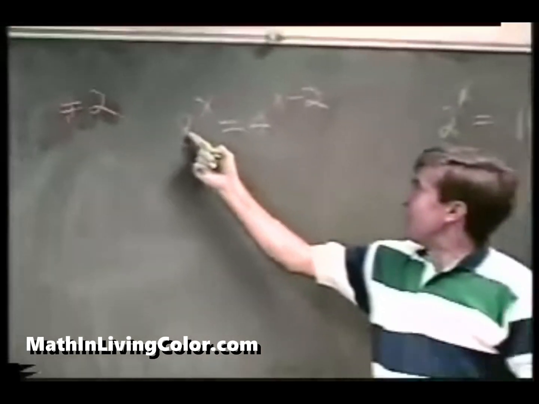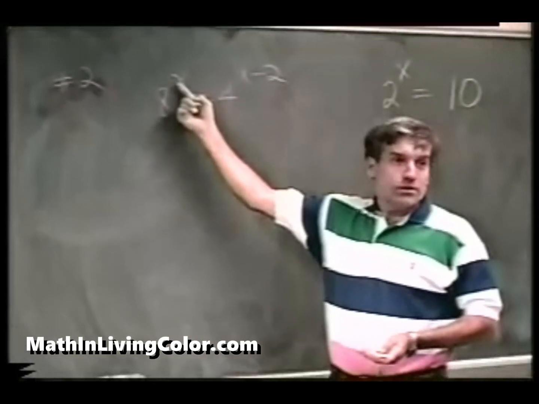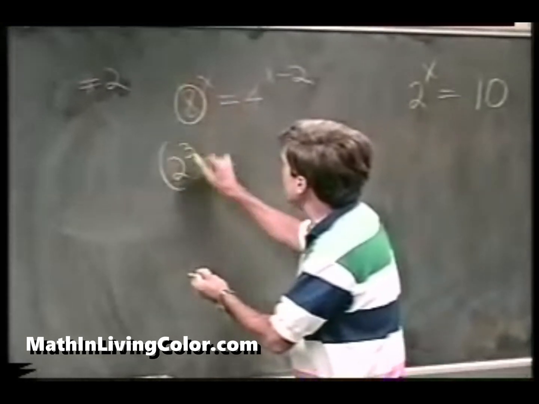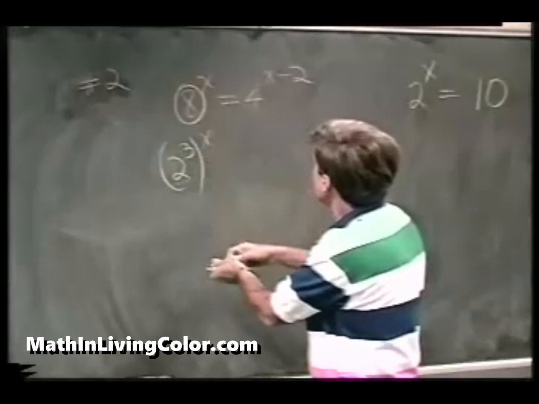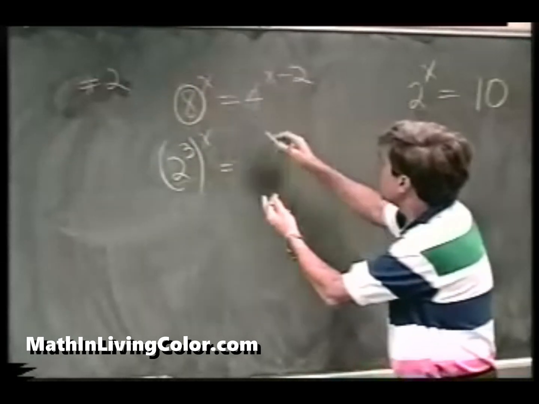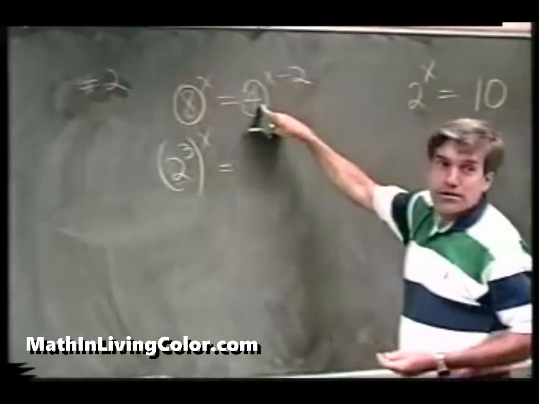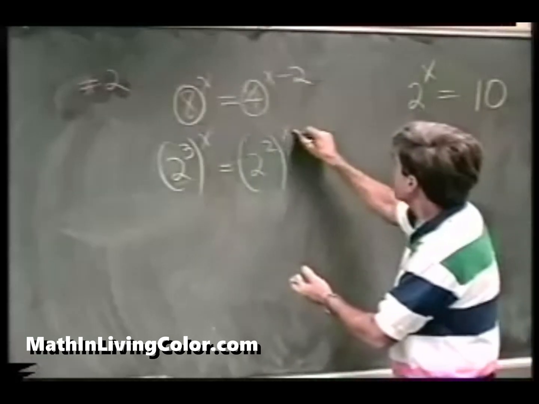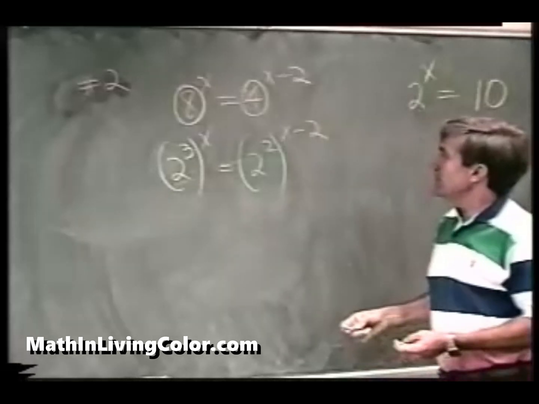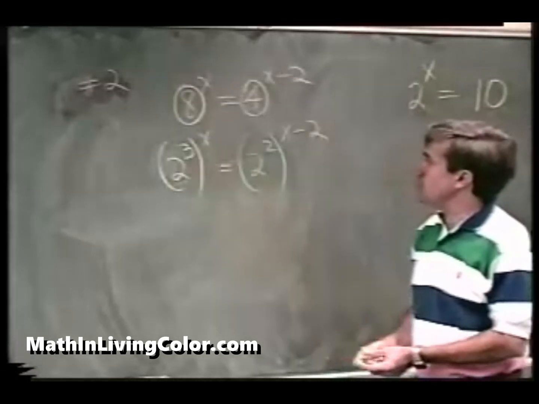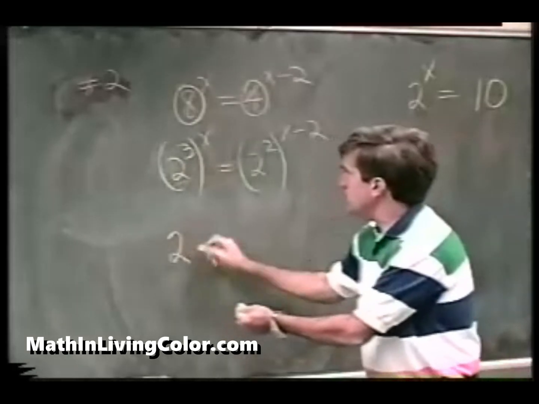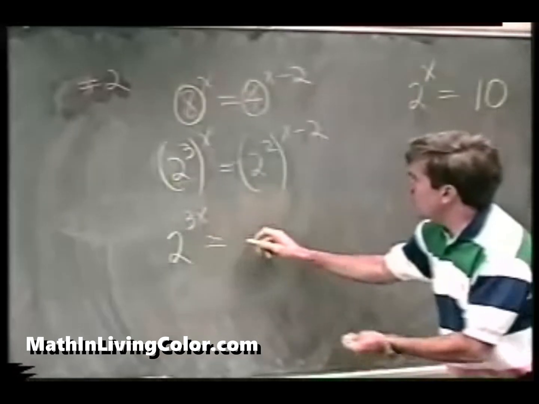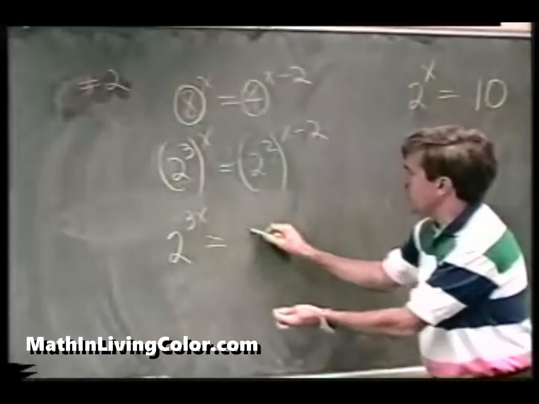Can you take that 8 and write it as a power? What is 8? 2 cubed, right? 2 cubed raised to the x. Now, what's this 4? 2 squared, all right? 2 squared raised to the x minus 2. So now, if you multiply exponents, what do you have? 2 is the base number raised to the 3x. And you've got this equal to, this base number is 2, and what is it?